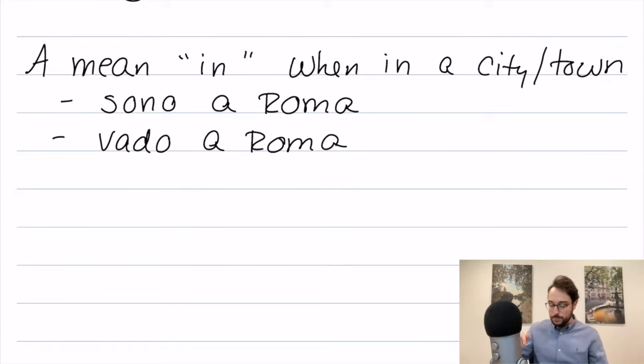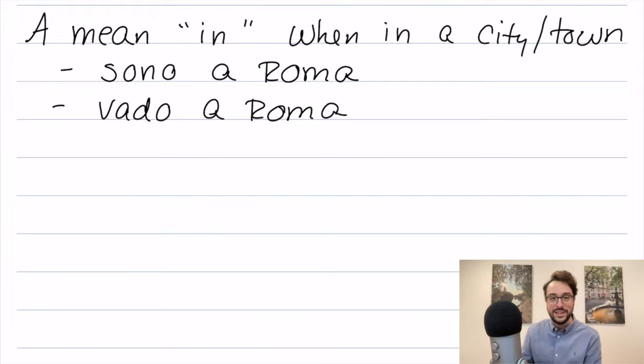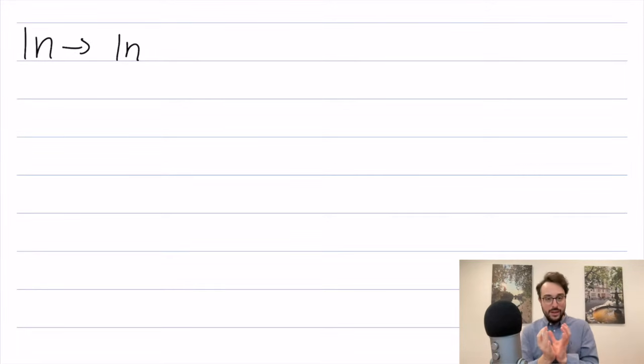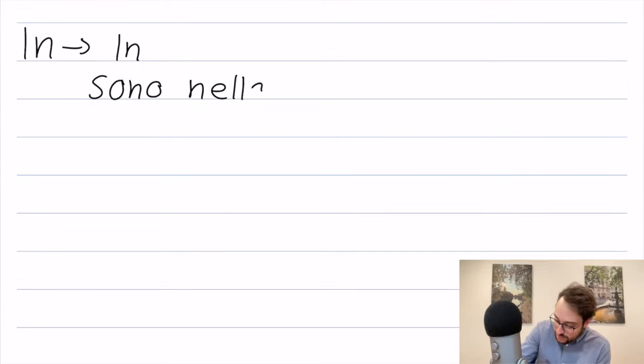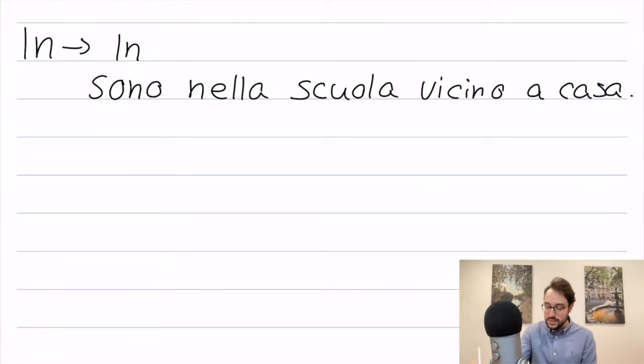Now, what about if I want to actually say the preposition in Italian, which exists? So, in means in when you are within something that is not a city or a town. So if I said, for example, sono nella scuola vicino a casa. This is I am within the school. I am inside of it. Sono nella scuola vicino a casa.